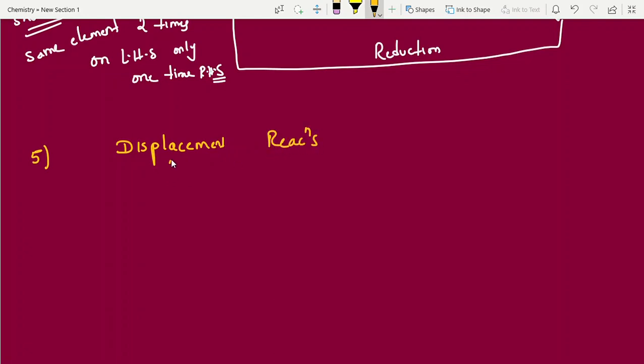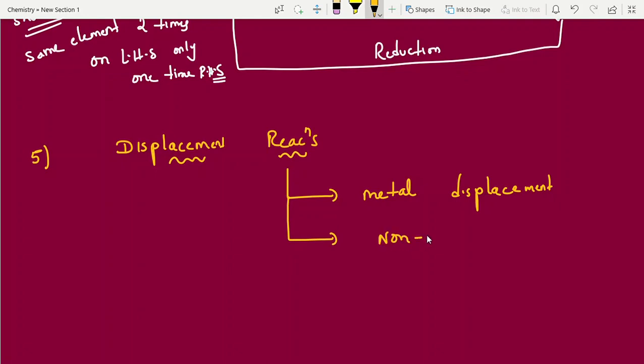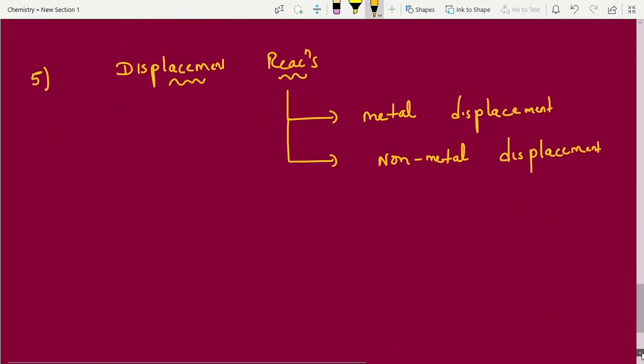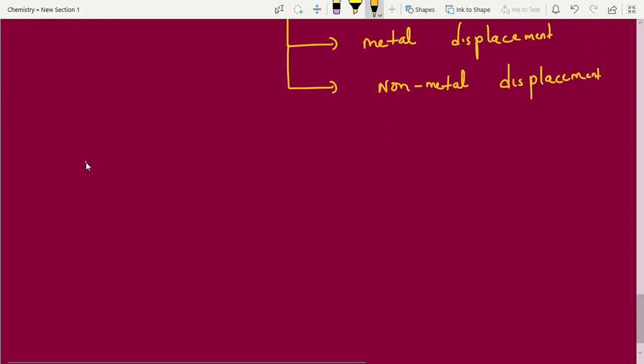Here we have two types, students. One is metal displacement, and another one is non-metal displacement. I will write all the points which are very important for competitive exams. Metal displacement is very easy. Already we have taken it in the redox reaction time, in the second video. See, metal displacement.